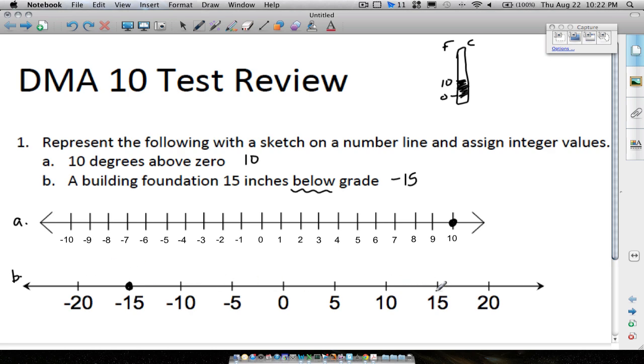Notice this number line down here. I have it increasing in increments of 5, 10, 15, 20, and negative 5, negative 10, negative 15, and negative 20, just to save some space. So feel free to do that when you make a number line, as long as you label each tick mark correctly. So that's question number 1.